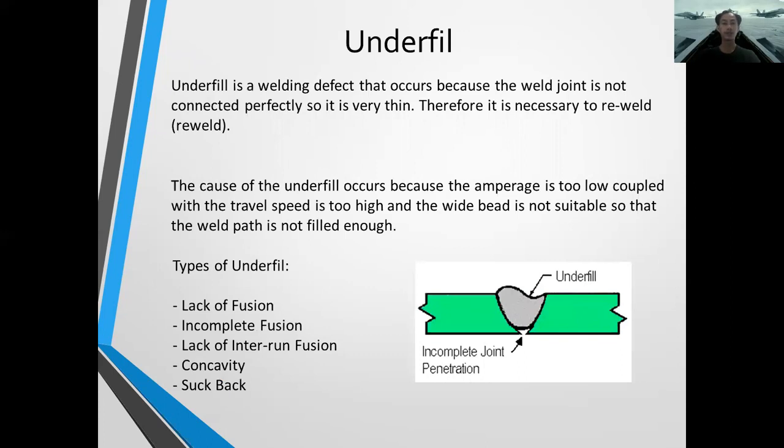Third, underfill. Underfill is a welding defect that occurs because the weld joint is not connected perfectly, so it is very thin. Therefore, it is necessary to reweld. The cause of the underfill is that the ampere is too low, coupled with the travel speed being too high, and the wire bit is not suitable, so that the weld pad is not filled enough. Types of underfill: lack of fusion, incomplete fusion, lack of internal fusion, concavity, suckback.